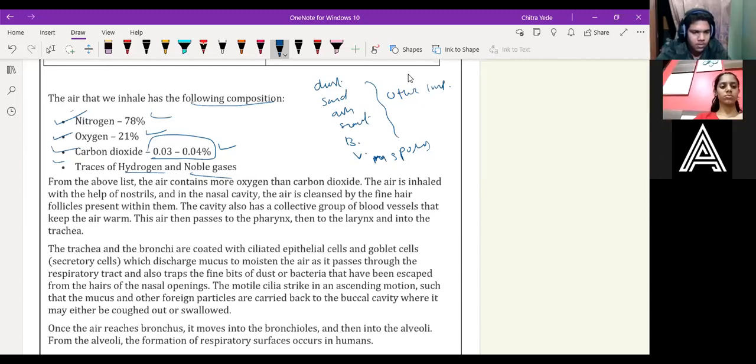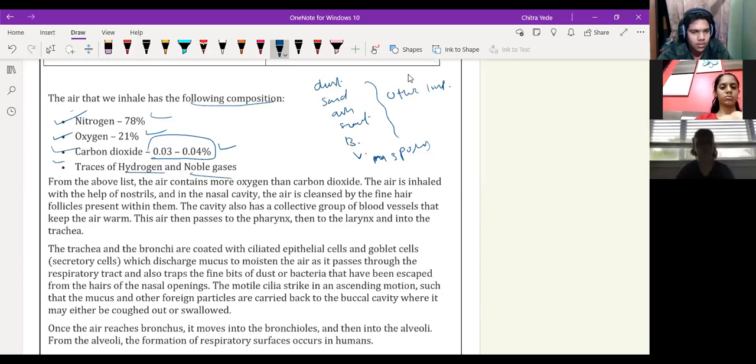Why? Who is going to answer? Sir, will you please repeat? Why is nitrogen not absorbed in our lungs? Why is nitrogen not being absorbed in our lungs? Because, sir, nitrogen is used in protein digestion, so it gets diverted from there. No, because it is metabolically neutral. Okay, it is metabolically neutral.